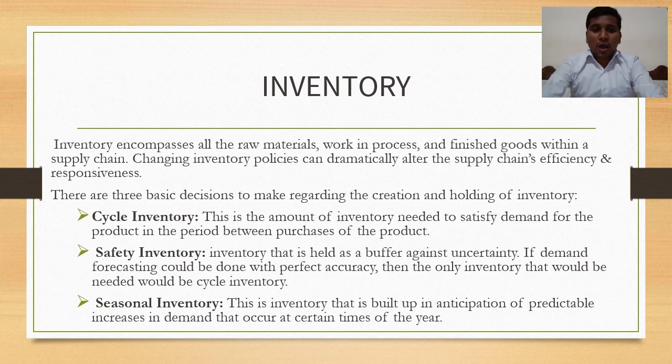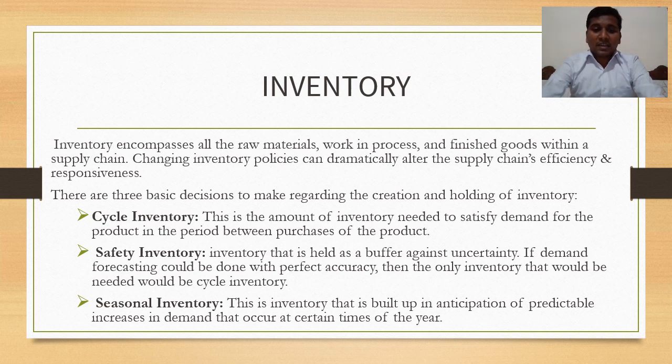Inventory encompasses all the raw material, work in progress, and finished goods within a supply chain. Changing inventory policies can dramatically alter the supply chain's efficiency and responsiveness. There are three basic decisions to make regarding the creation and holding of inventory. They are cycle inventory, safety inventory, and seasonal inventory. Cycle inventory is the amount of inventory needed to satisfy demand for the product in the period between the purchases of the product.